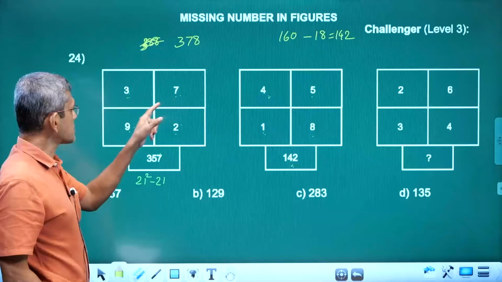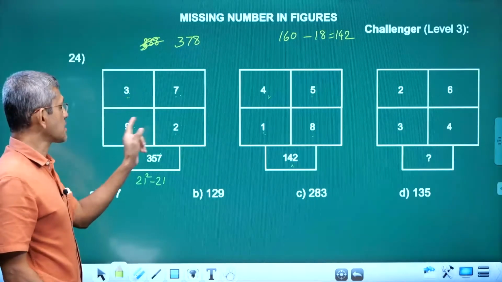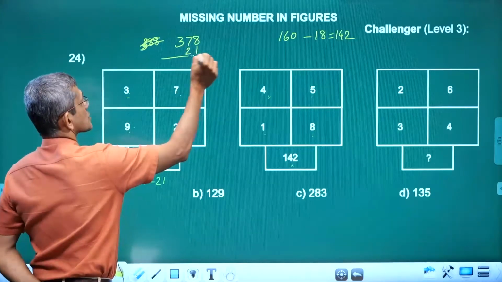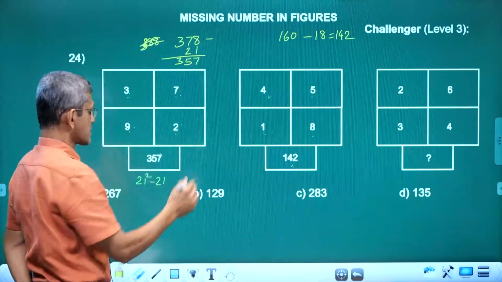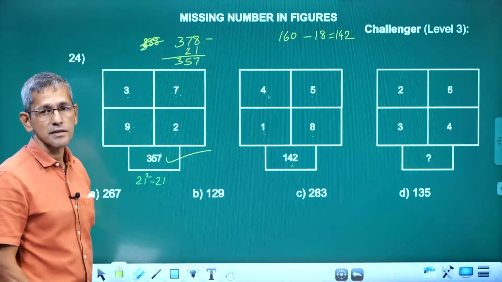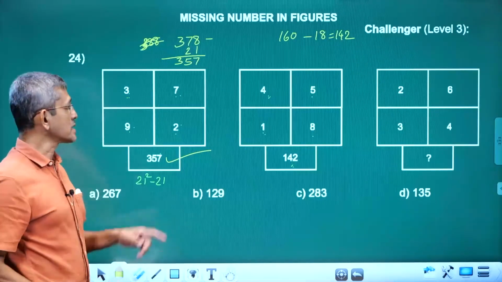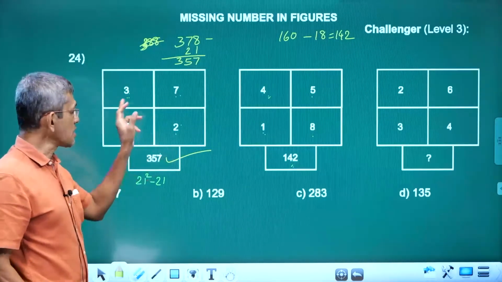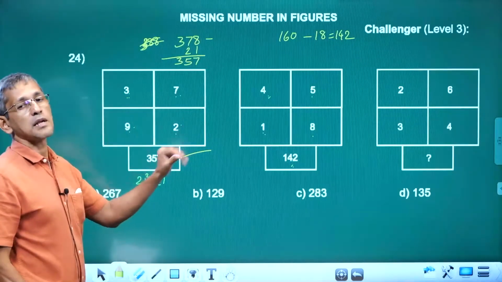That 378 minus, we have to add all these numbers. When you add all these numbers, what do you get? 7 plus 3 is 10, 9 plus 2 is 11. So 21. What you get is 21. So 21 must be subtracted. 357. That's what it is. So now we got the pattern. Okay, so what is the pattern? Multiply all these numbers. Then you subtract the sum of all these numbers from the product.